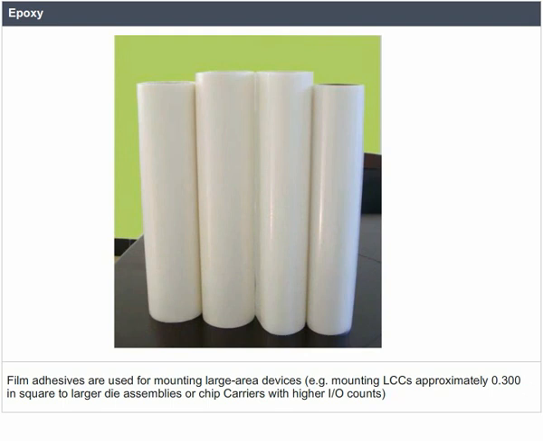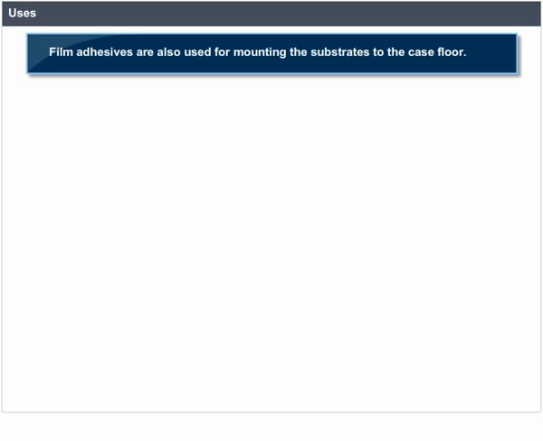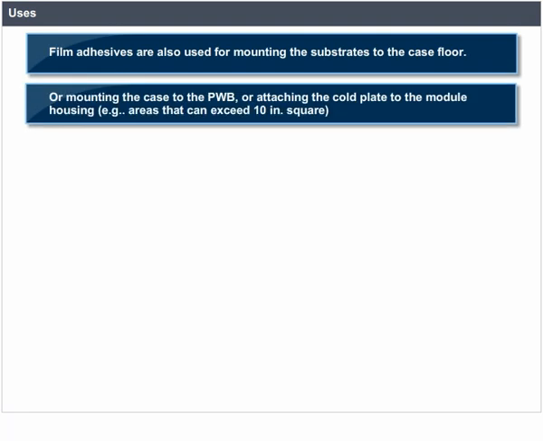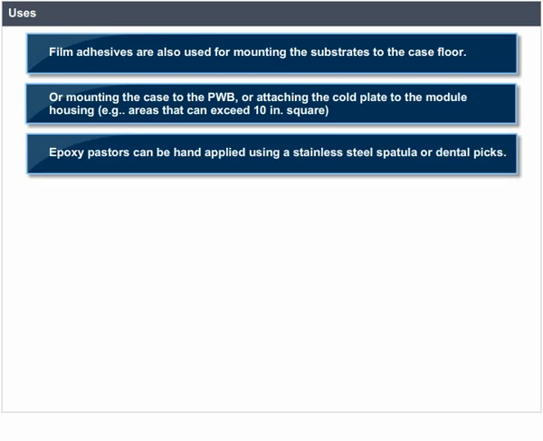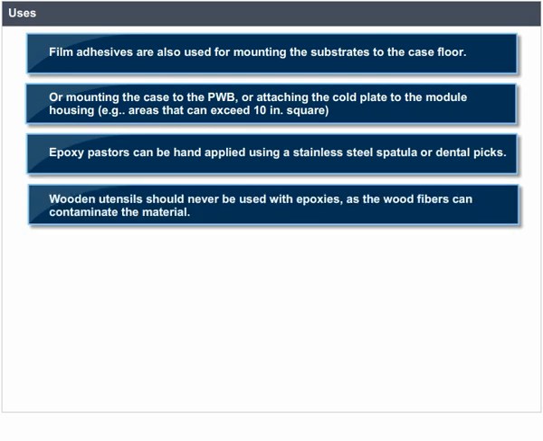Film adhesives are also used for mounting the substrates to the case floor, or mounting the case to the PWB, or attaching the cold plate to the module housing, for example, areas that exceed 10 inches square. Epoxy spacers can be hand applied using a stainless steel spatula or dental picks. Wooden utensils should never be used with epoxies, as the wood fibers can contaminate the material. Hand application is normally done only when building prototypes.